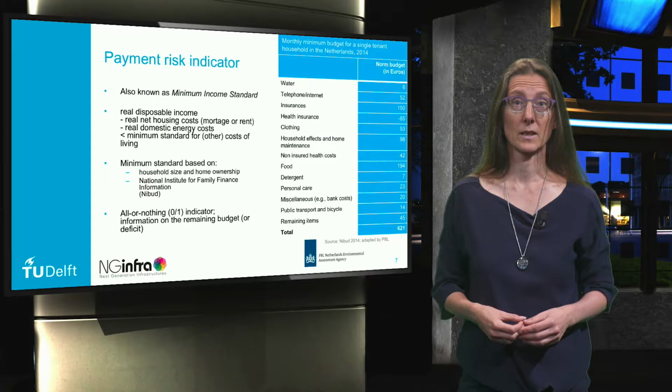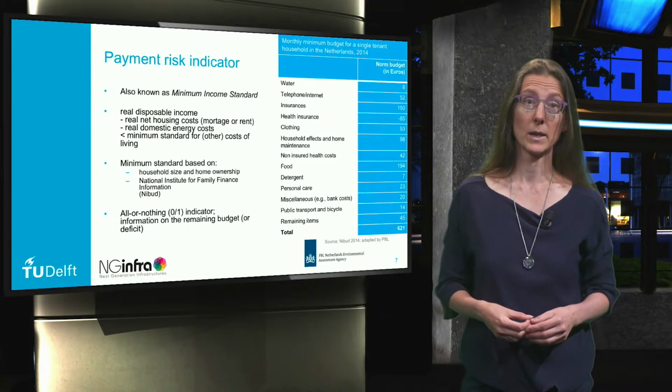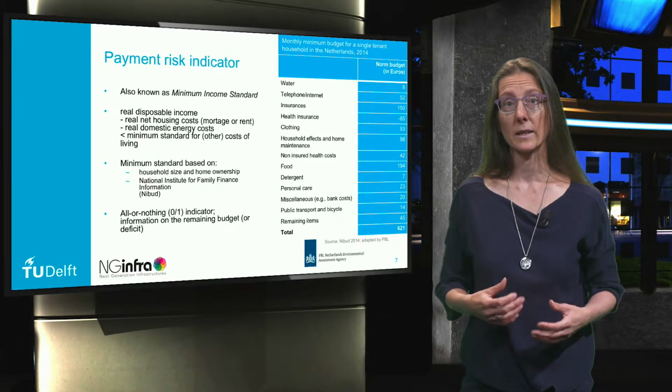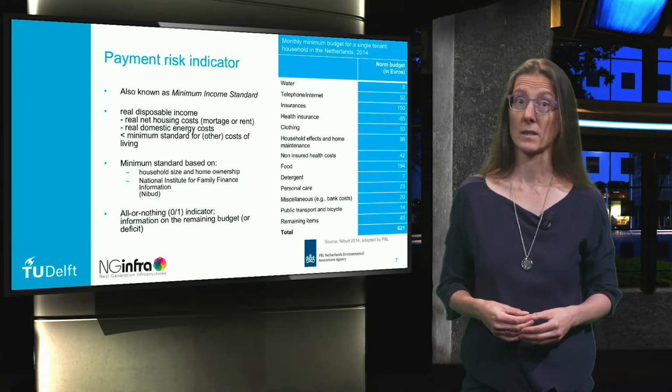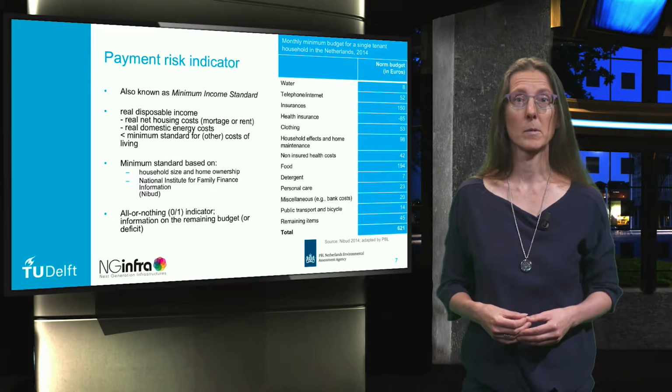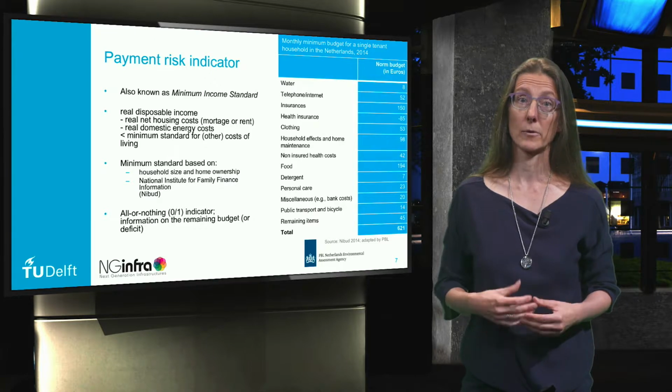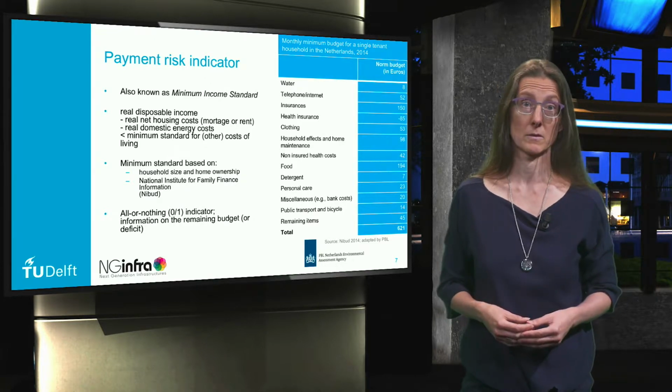The payment risk indicator is also known as the minimum income standard. Basically, the indicator states that a household is at risk if there's not enough budget left for a minimum standard of living after paying for real net housing and energy costs.